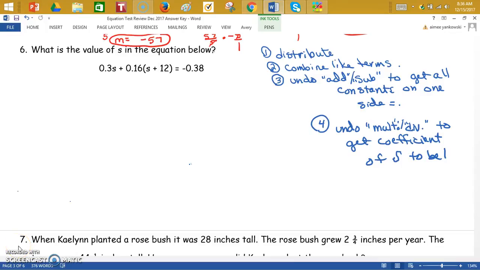All right, 7th graders, this is to help you get ready for question 6 on your test. It involves solving a multi-step equation. It says, what is the value of S in the equation below? So off to the side, I've already jotted down.